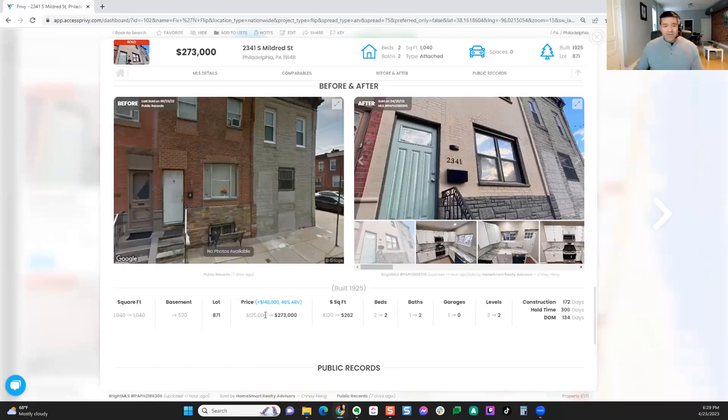They bought it for $125,000. They sold it for $273,000. They got it at 46% of the ARV. So us looking at that is more than just seeing the data. This is the local market education. This is what teaches you what a deal is in your target market.